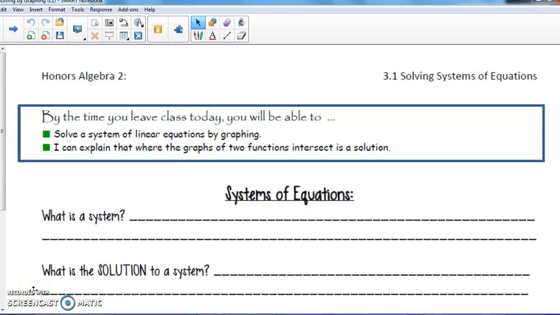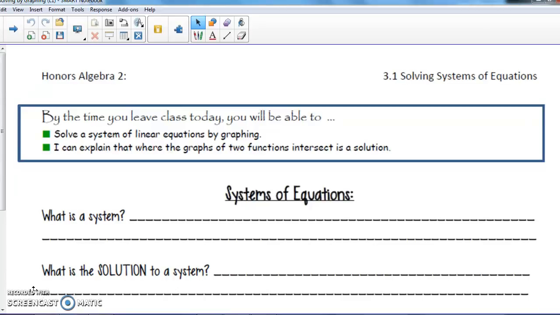Hey guys, so we're getting ready to start chapter 3 today, and we're going to start with something I hope is pretty much a review for you. The beginning of chapter 3 starts with systems of equations. So the basic question you see there initially is, what is a system of equations?